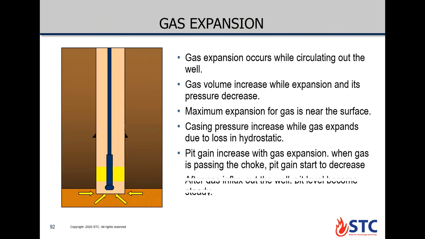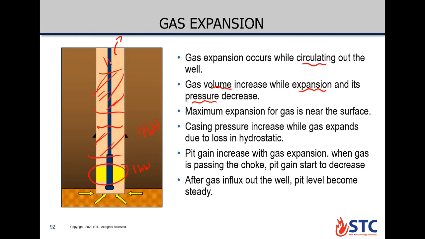Okay, now to talk about gas expansion. Now the well is open, an open system, and we're circulating the influx out of the well. Gas expansion occurs while circulating out. While gas expands, its volume increases, so pressure decreases. We start, for example, with 1 barrel. After some time it'll be 2 barrels, after some time 8 barrels. As you approach the surface, the hydrostatic above you decreases, so your volume increases. Maximum expansion for the gas is near the surface because there is no hydrostatic above.